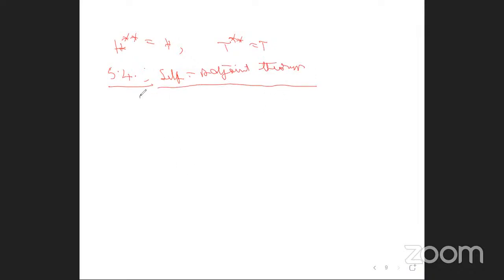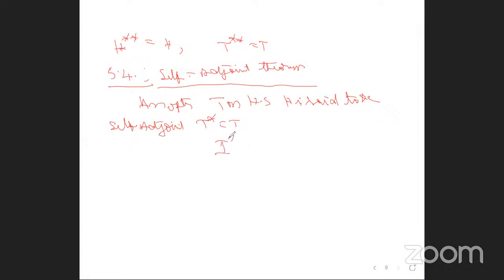An operator T on a Hilbert space H is said to be self-adjoint if T star equals T. Similarly, I star equals I and O star equals O.